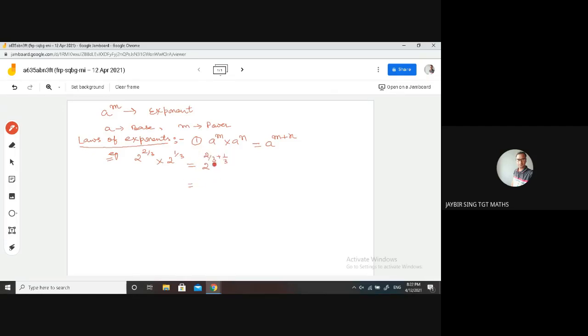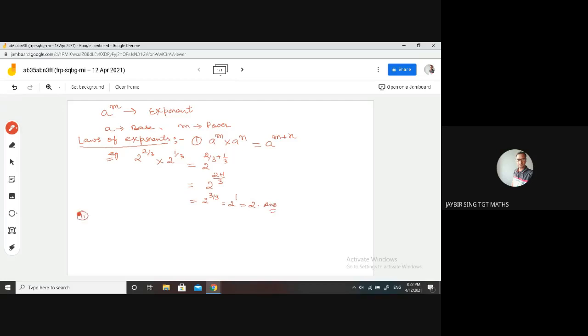Now we can take LCM of denominators. Both the denominators are same, so LCM will be 3. So numerators will be added directly. So it will be 2 plus 1 upon 3. So 2 to the power 3 upon 3. It means 2 to the power 1. So this can be written as 2. So this is use of this first law.